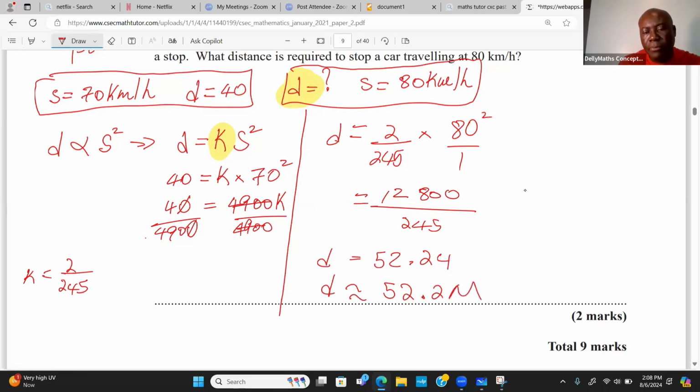So D is approximately 52.2 meters. What this is suggesting is that if a car is coming with a speed of 80 kilometers per hour and you apply the brakes, it's still going to keep running and then stop at 52.2 meters. That's what it is saying.